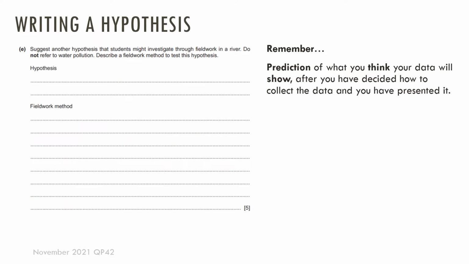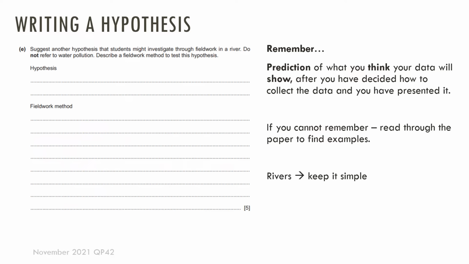Imagine you might investigate this through investigation. Do not refer to water pollution. Describe a fieldwork method to test this hypothesis. So this is a river investigation, and you're thinking, right, the Bradshaw model is perhaps a good one. Now remember, if you cannot remember how to write a hypothesis, read through the exam paper. There will certainly be other examples of what a hypothesis looks like. So again, read through the exam paper to refresh your mind of the type of language that you should use.